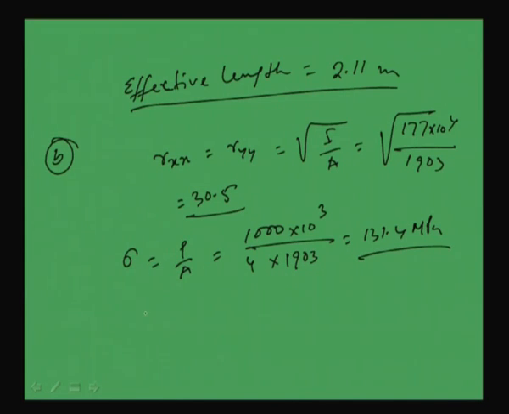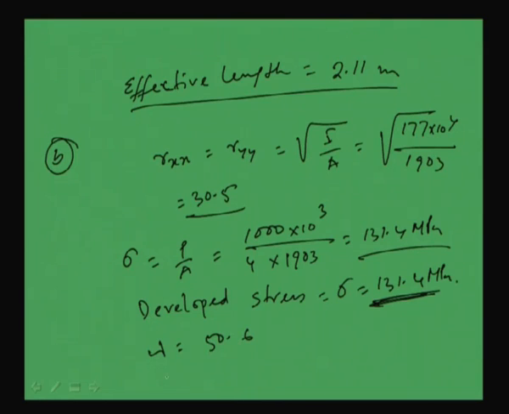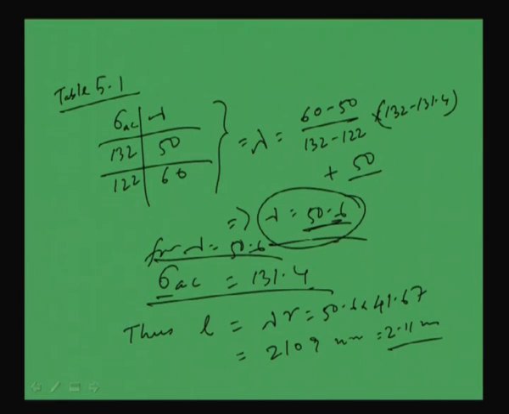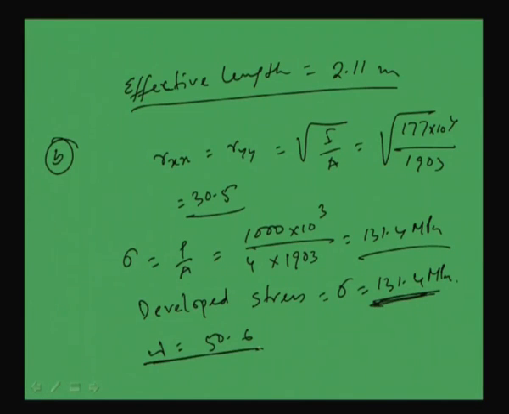Okay. So this is the developed stress, that is 131.4 MPa. That means this much stress can be allowed if the lambda becomes 50.6 as we have calculated earlier. Here we have calculated 50.6, right. So lambda will become 50.6 if we have to allow the stress as 131.4 MPa. So sigma AC is becoming 131.4 MPa if the lambda becomes 50.6.